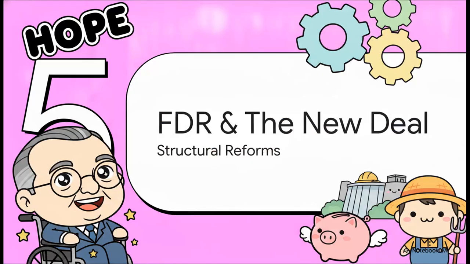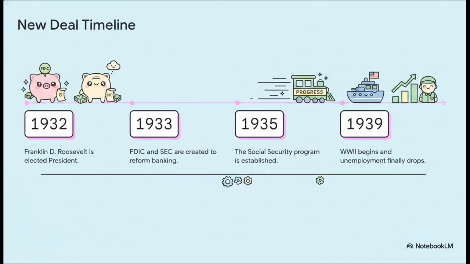Section 5. FDR and the New Deal. Structural reforms. By 1932, the American public demanded drastic action, leading to the election of Franklin D. Roosevelt and the rollout of his aggressive New Deal programs. FDR moved incredibly fast, as you can see on this timeline.